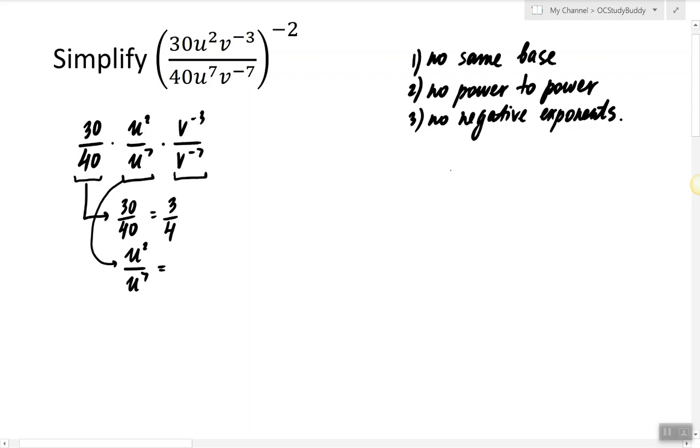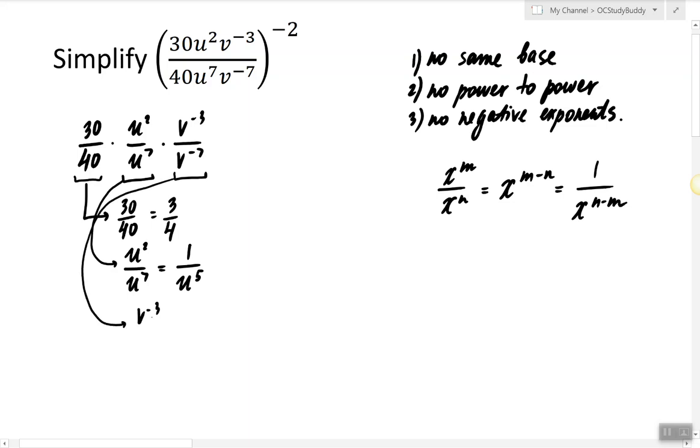Now if we try to simplify u squared over u to the power 7, we can use the following property that says that x to the power m over x to the power n is equal to x to the power m minus n, or in case when n is greater than m, we can also write it like this. So u squared over u to the 7 is the same as 1 over u to the power 5.